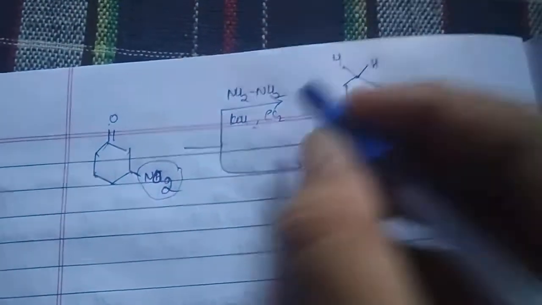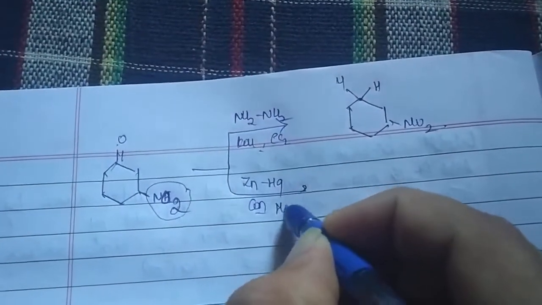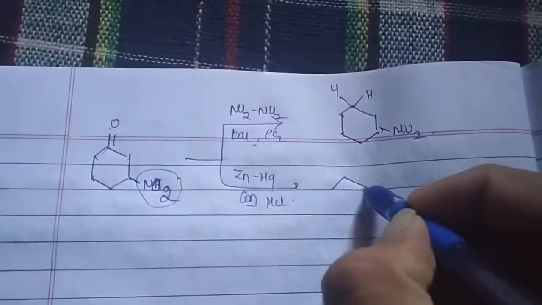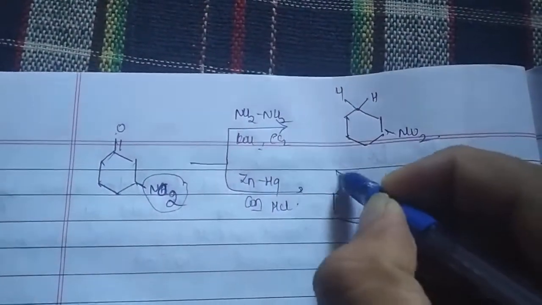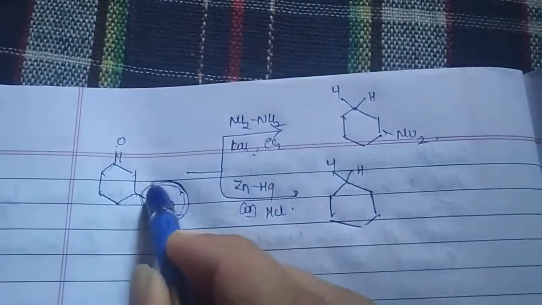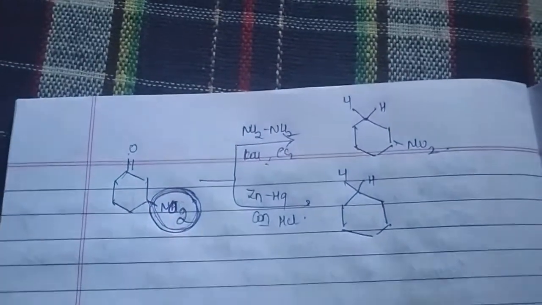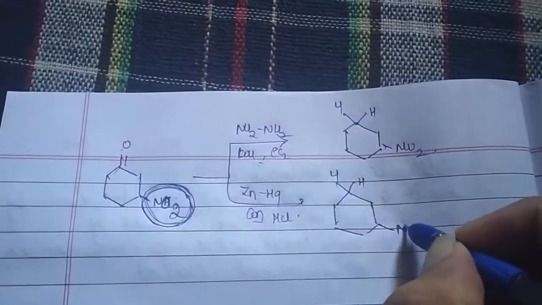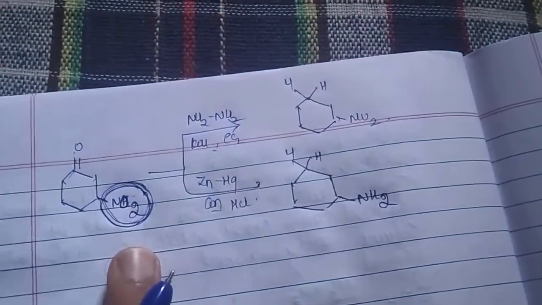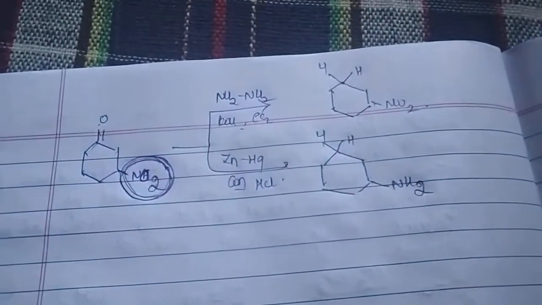Yes or no? Similarly, when we are doing it with zinc amalgam in concentrated HCl, please mark my words, very much important. Many times this question has been repeated. So here you will be getting what? Of course your carbonyl will be getting reduced to hydrogens. But along with that, this is an acid sensitive group, so it will be easily attacked by a proton. So here the NO2 gets reduced to your amine, that is NH2. NO2 is getting reduced to NH2. Very much important part.